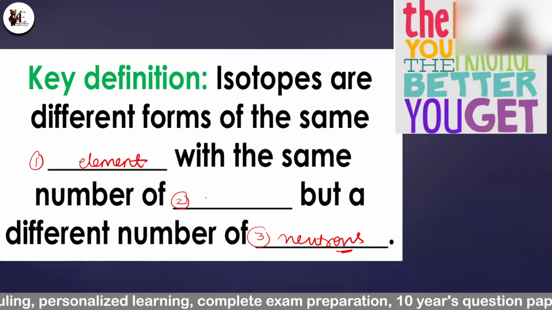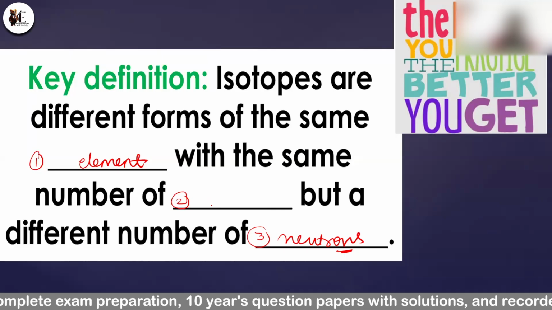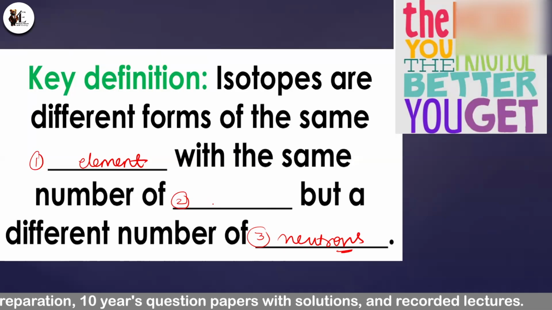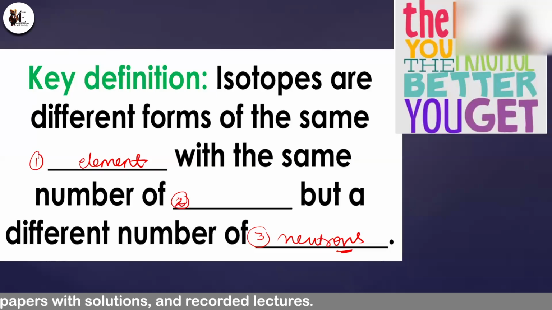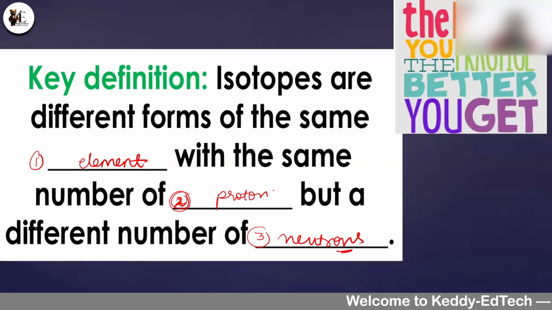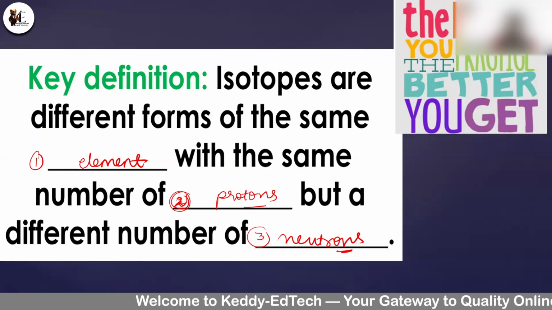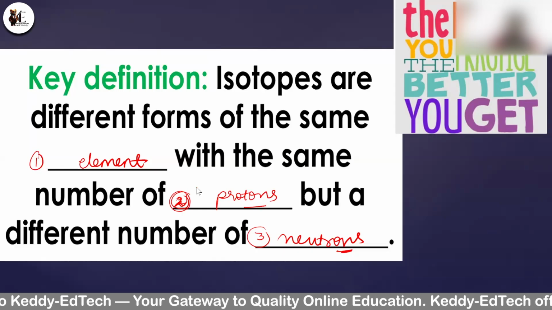What should come in the second blank? Element comes in the first blank. Look at the definition now. Now you can easily find the answer. The same element. Neutrons are the third. Then protons. Protons are the same, okay? For hydrogen it is 1, for chlorine it is 17 in both cases, and in carbon isotopes it is 6. The protons are the same and neutrons are different.